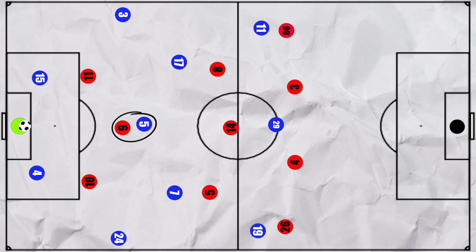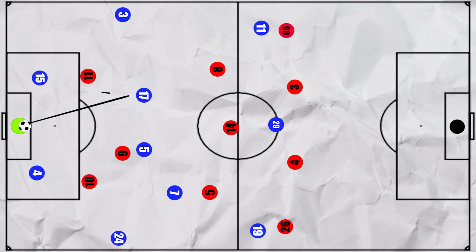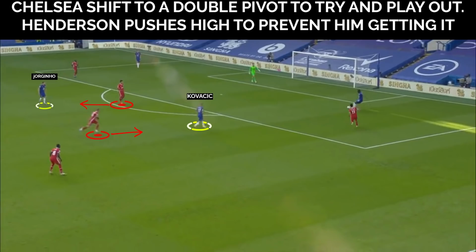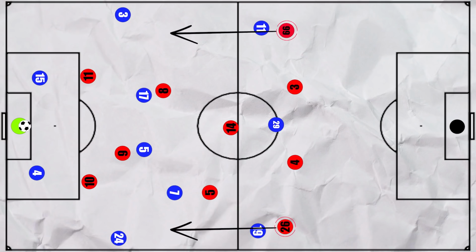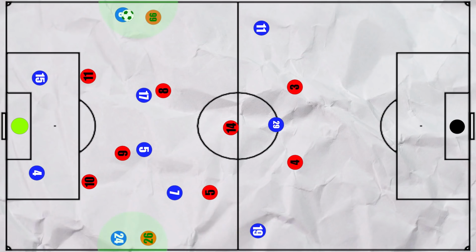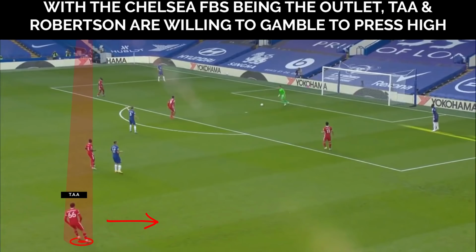Jorginho was tied up by Firmino, who stayed deeper, and whenever Kovacic dropped deeper in these situations to form the double pivot, Keita or Henderson would be ready to push high onto him. So, the only outlets were Reece James and Alonso, but in the first half, Liverpool were willing to play higher risks, with the fullbacks gambling by pushing high up and trying to win it in these zones.